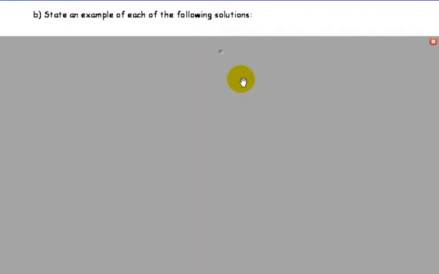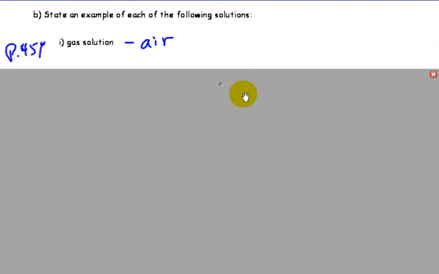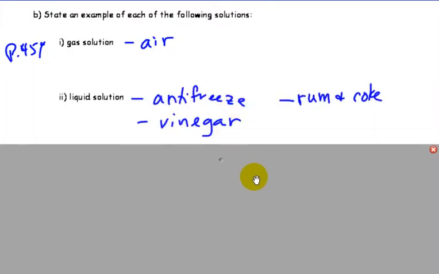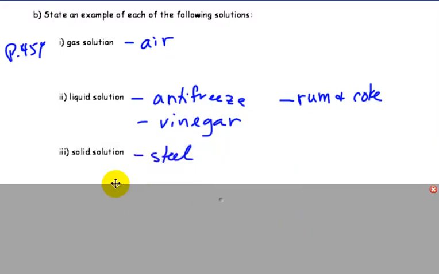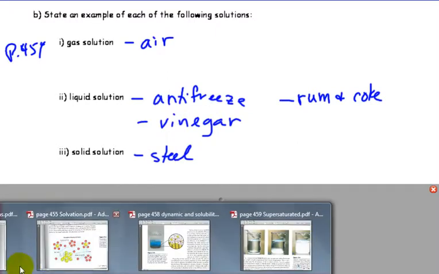But of course, that's one type. There could be many different types here too. So a gas solution, for example, oxygen dissolved in all of the gases in air. That would be a gas dissolved in a gas. Liquid solutions, we could have acetic acid dissolved in water, and that gives us our vinegar, alcohol in water, etc. A solid dissolved in a solid. Different types of steel are actually made up of that.